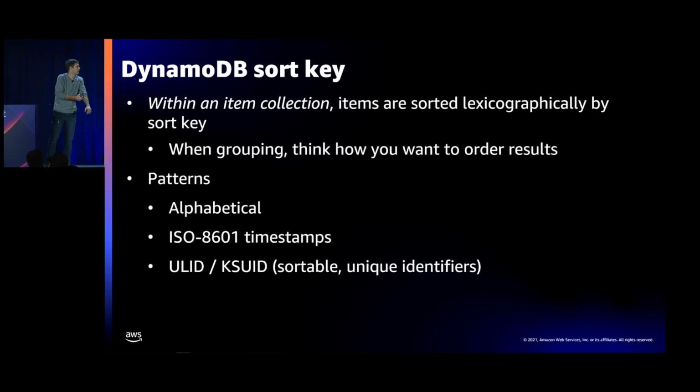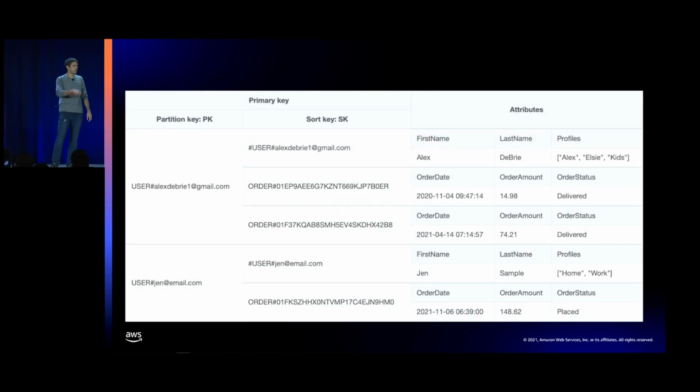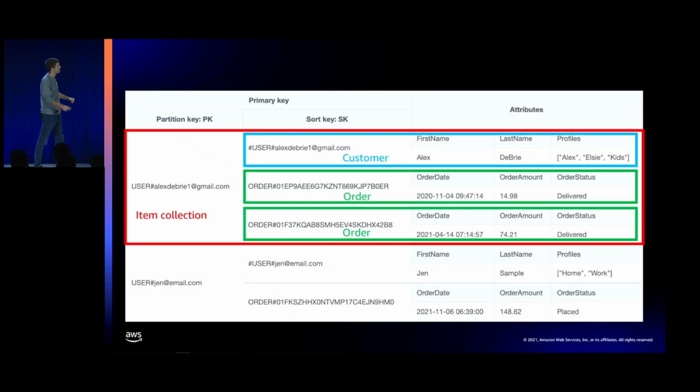Last thing I would say about partition key and sort key, we talked about creating these item collections with heterogeneous items in there. I see people overdo that a lot as they're new to DynamoDB. So the big thing I would say is only group items together if you're going to fetch them together in a single request. So let's go back to that example before, right? We have that item collection that has that customer item, has those order items.